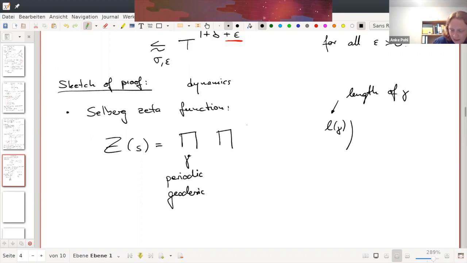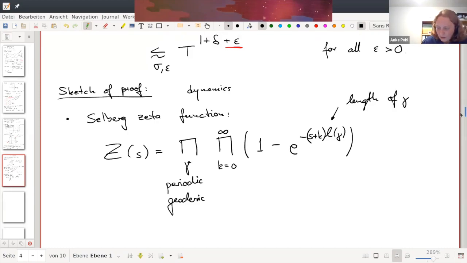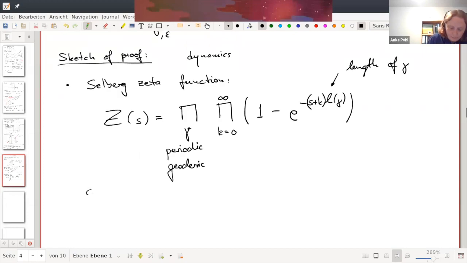And then it's essentially an Euler product. So there comes a second auxiliary product in, which is needed for theoretical purposes here. And then it's e to the minus s plus k, and then this length. So this infinite product converges for real part s larger than our famous delta. It has a meromorphic continuation to all of C.